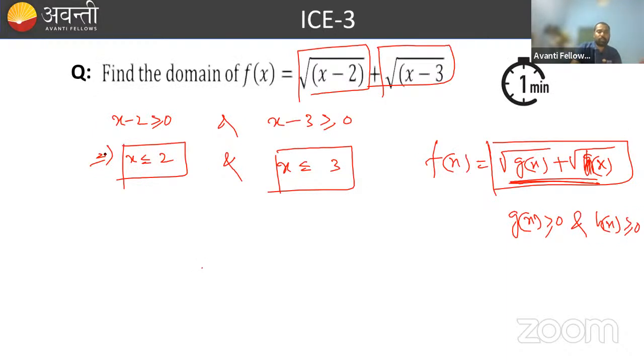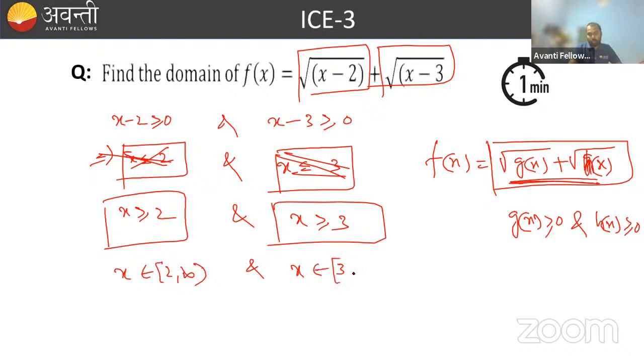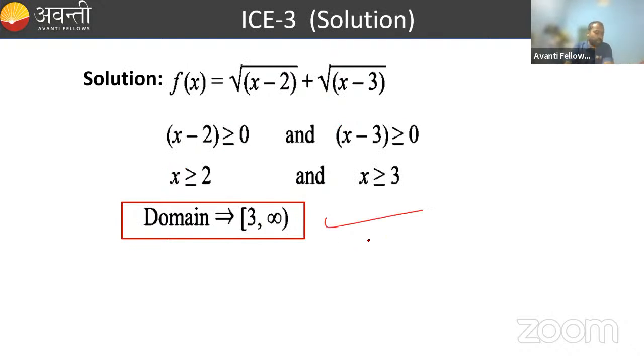Oh, sorry. It is x greater than or equal to 2 and x greater than or equal to 3, right? So what is the solution set? The intersection of both inequalities: x belongs to [2, infinity) and x belongs to [3, infinity). If it is the set A and the set B, the domain is A intersection B, that is [2, infinity) intersection [3, infinity). So [3, infinity). Is that clear to everyone? Yes, so [3, infinity) is your answer.